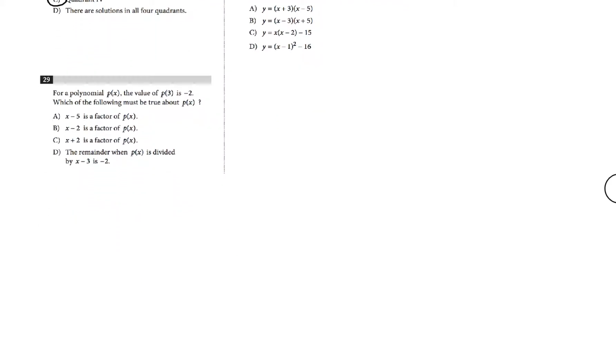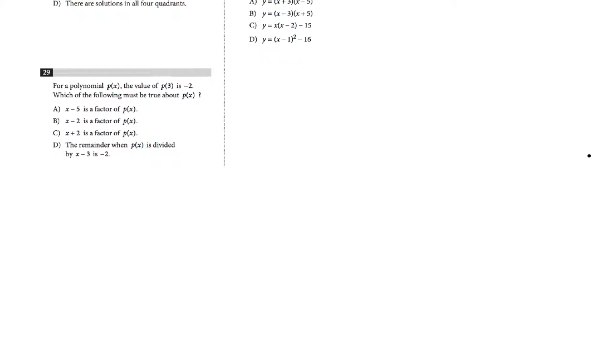All right, it seems like in every test they have 1 or 2 that are definitely more advanced math topics. So this is an advanced one. It says for a polynomial p of x, the value of p of 3 is negative 2. Which of the following must be true about p of x? All right, when you can substitute a number into a polynomial and get something other than 0, this is also the remainder of the polynomial. For any of you that have had advanced math, you know this. If you're in pre-calculus, you probably would have learned this. If you didn't have pre-calculus, you wouldn't have learned it.